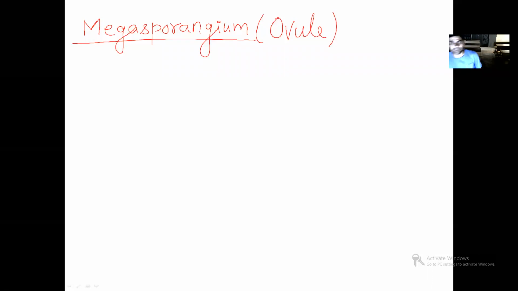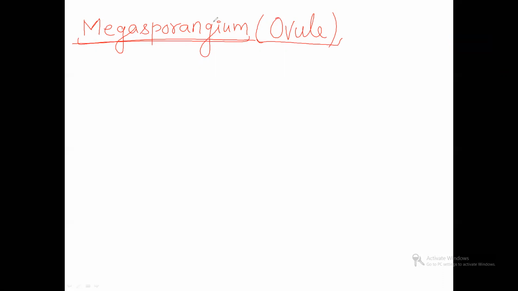In this video, we will discuss the structure of the megasporangium or ovule. The ovule is a structure which is located inside the ovary and attached through the placenta. So let's see the structure of a typical angiosperm ovule.